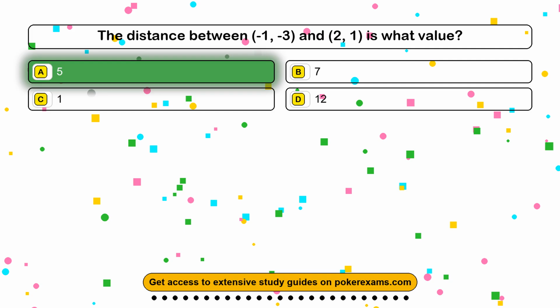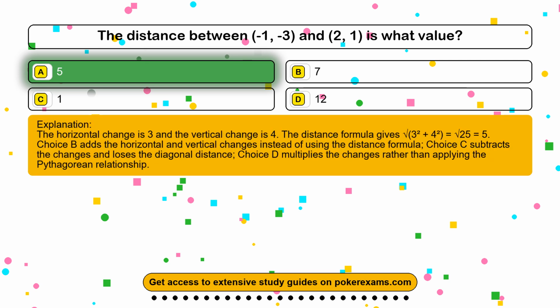The correct answer is option A, 5. The horizontal change is 3 and the vertical change is 4. The distance formula gives the square root of 3 squared plus 4 squared, which equals the square root of 25, which equals 5. Choice B adds the horizontal and vertical changes instead of using the distance formula, choice C subtracts the changes and loses the diagonal distance, choice D multiplies the changes rather than applying the Pythagorean relationship.